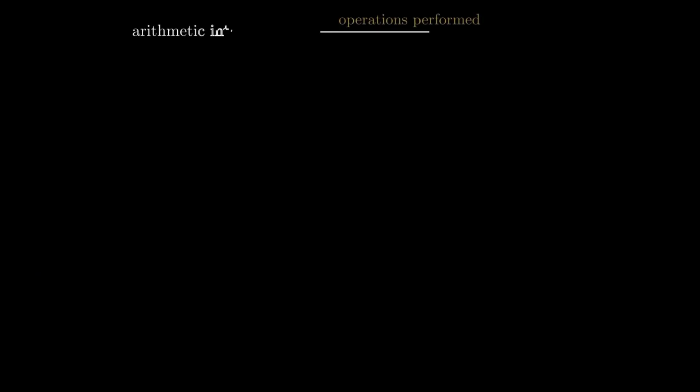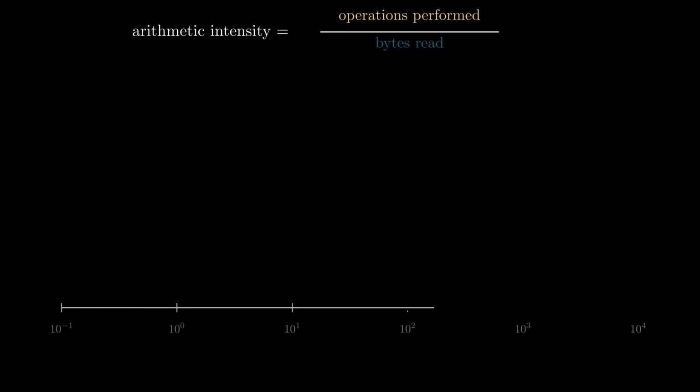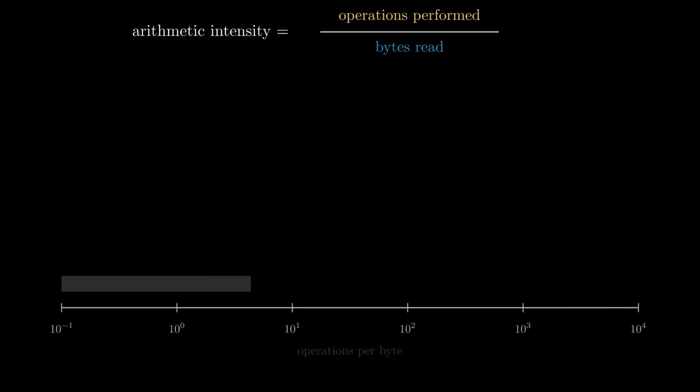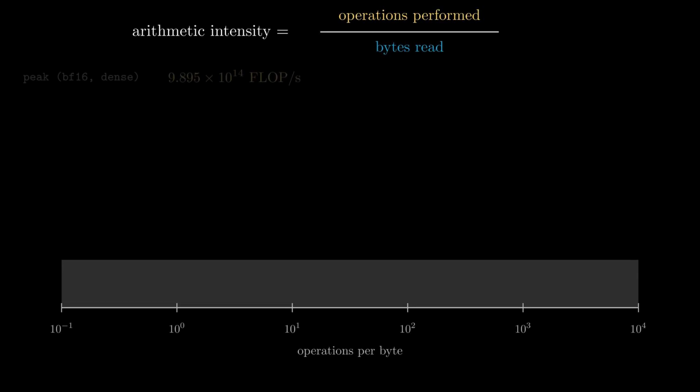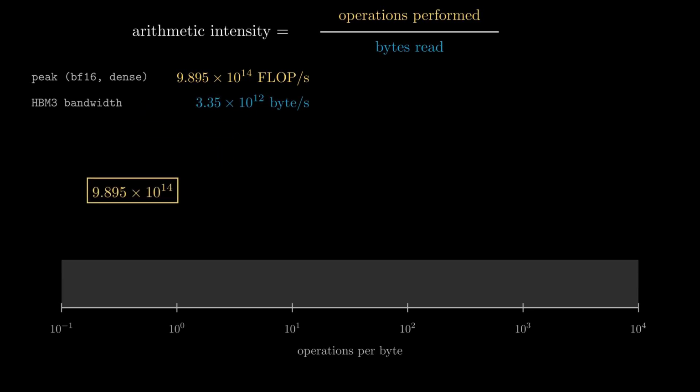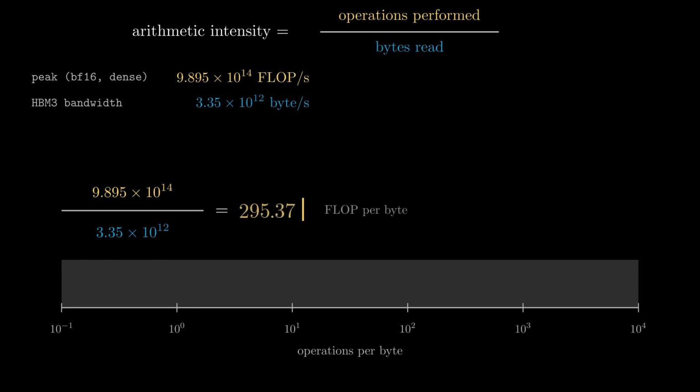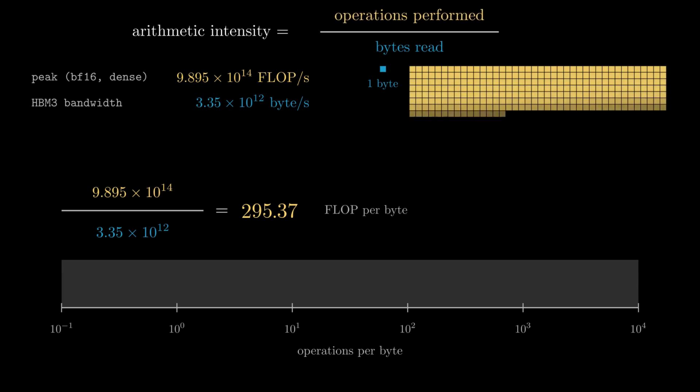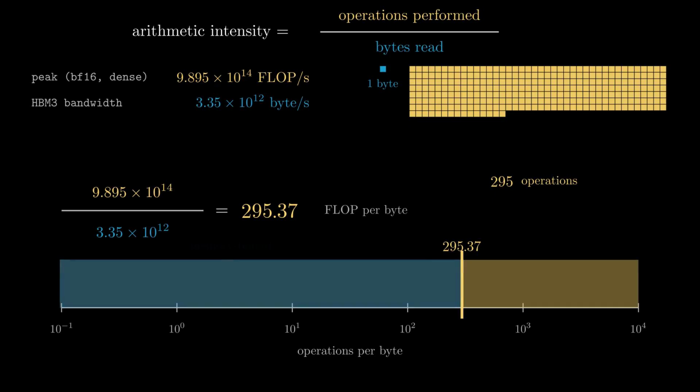The quantity that explains all of this is called arithmetic intensity, and it is the plainest ratio in the whole field. How many arithmetic operations do you perform for every byte you read out of memory? Every chip has its own version of that number, and you can work out an H100's in one division. It performs about 990 trillion floating point operations a second and reads memory at 3.35 terabytes a second. So divide one by the other and you get roughly 295 operations per byte.